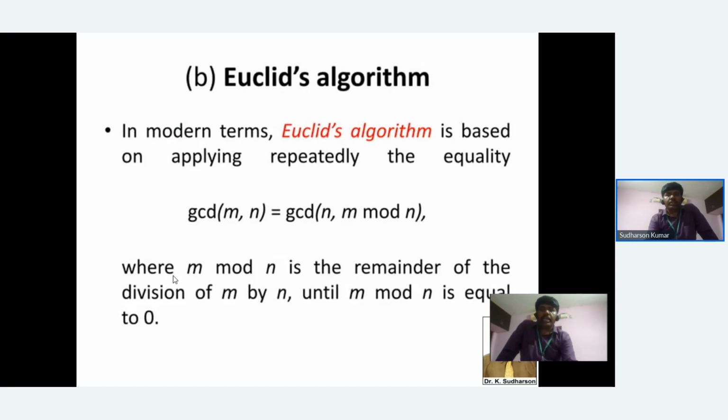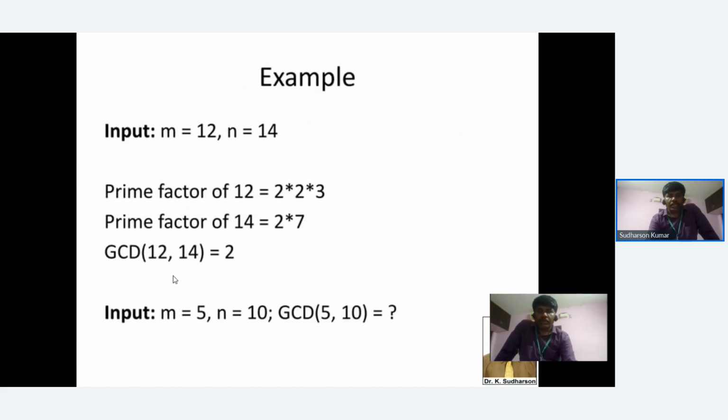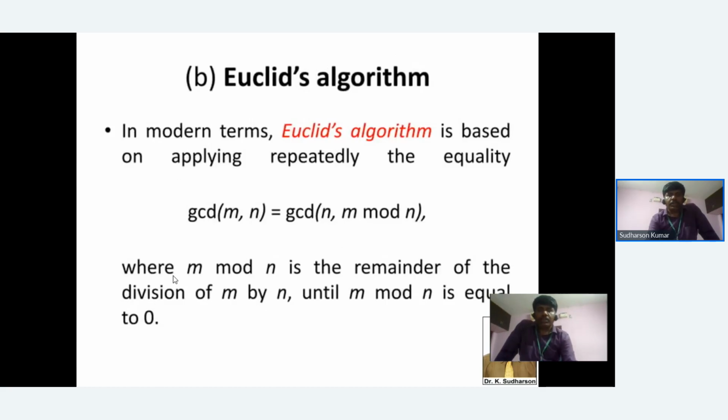Yes, the second method is the Euclid algorithm. In the Euclid algorithm, we can use a formula in order to find the GCD of a number. So for example, GCD of two non-negative numbers m and n is equal to GCD of n comma m mod n. So that is the Euclid algorithm formula.